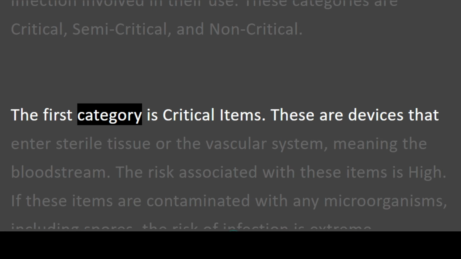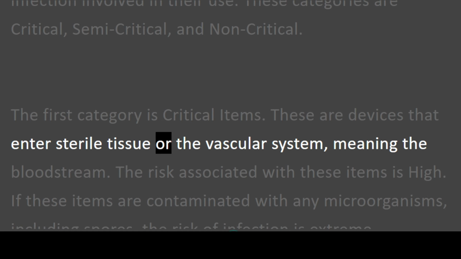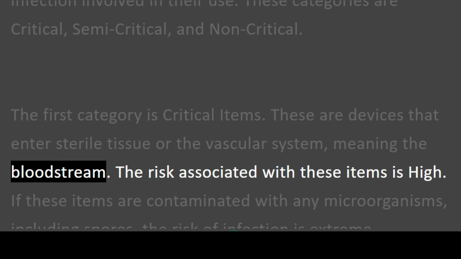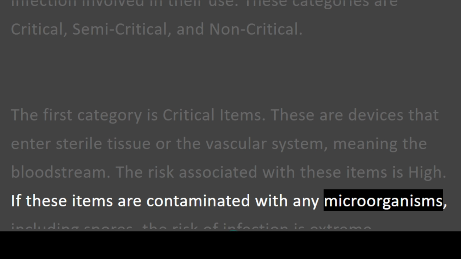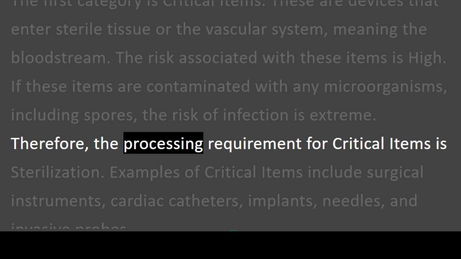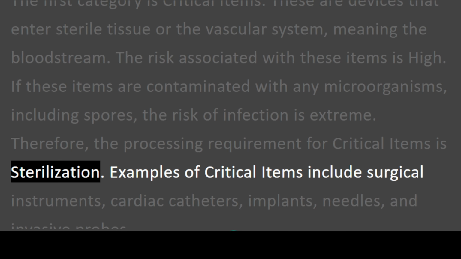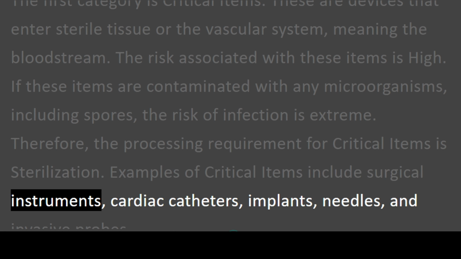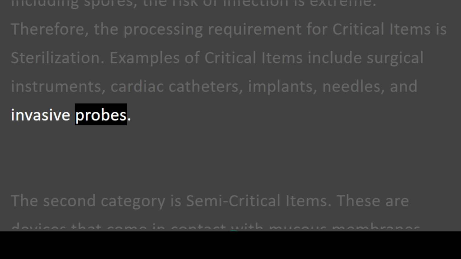The first category is critical items. These are devices that enter sterile tissue or the vascular system, meaning the bloodstream. The risk associated with these items is high. If these items are contaminated with any microorganisms, including spores, the risk of infection is extreme. Therefore, the processing requirement for critical items is sterilization. Examples of critical items include surgical instruments, cardiac catheters, implants, needles, and invasive probes.